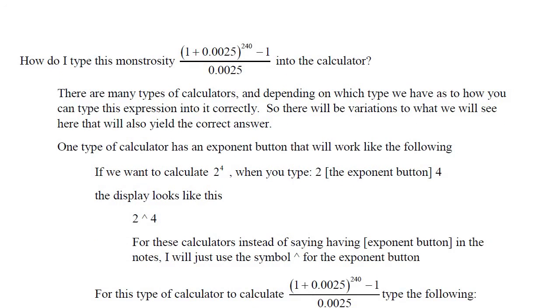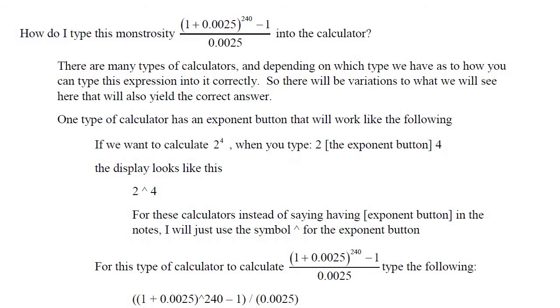Alright, so how do I type this monstrosity into the calculator, that big horrible fraction? There are two types of calculators. One type is where, when you type in an exponent, like 2 to the 4th power, you do 2 followed by your exponent button and 4, and you get a display that looks like 2 and this little caret symbol, 2 caret 4. Then that's one of the types of calculators.